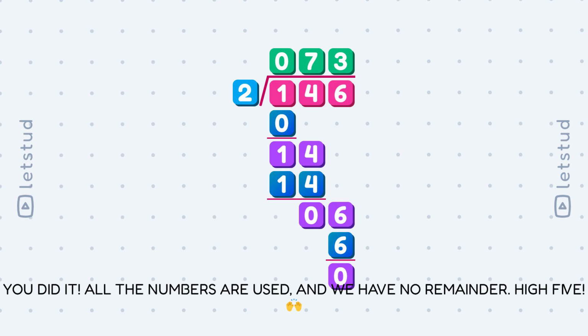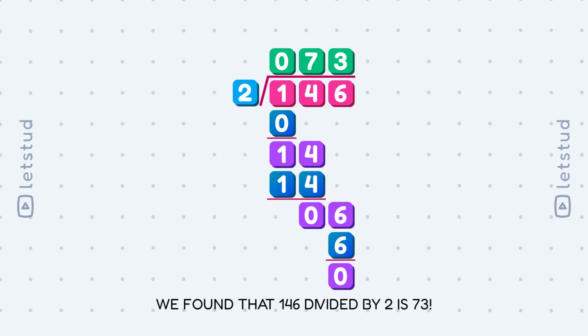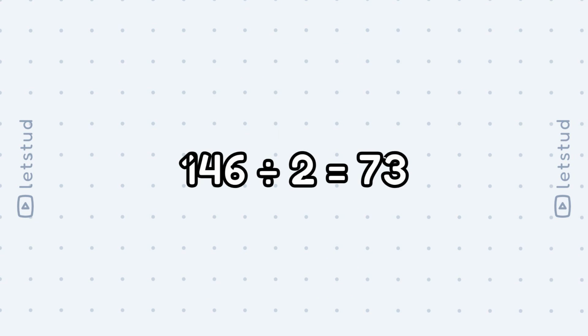High five. We've reached the end of our division journey. The final answer is 73. We found that 146 divided by 2 is 73. Great job, math whizzes. We just tackled long division step by step and found out that 146 split into 2 equal groups is 73. Remember, every step builds your math superpowers.